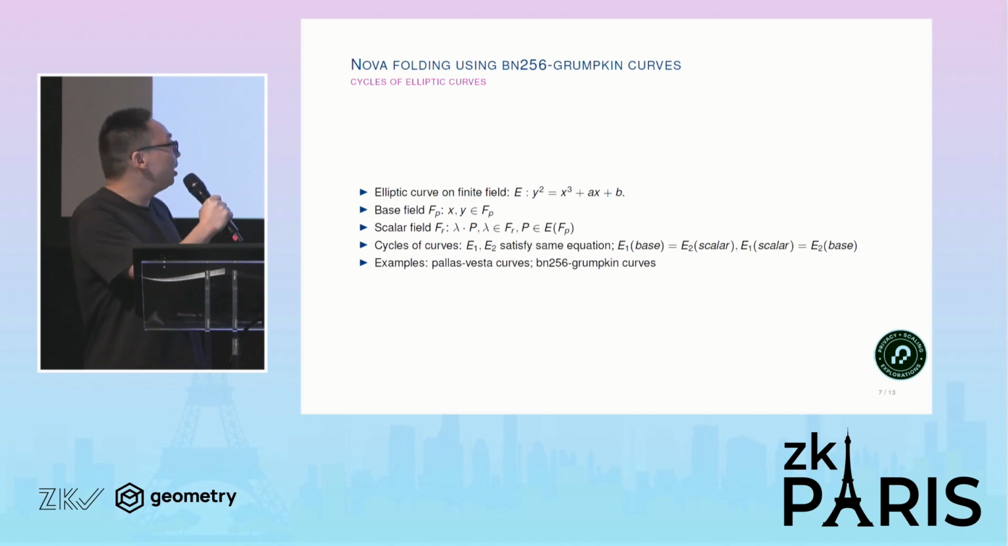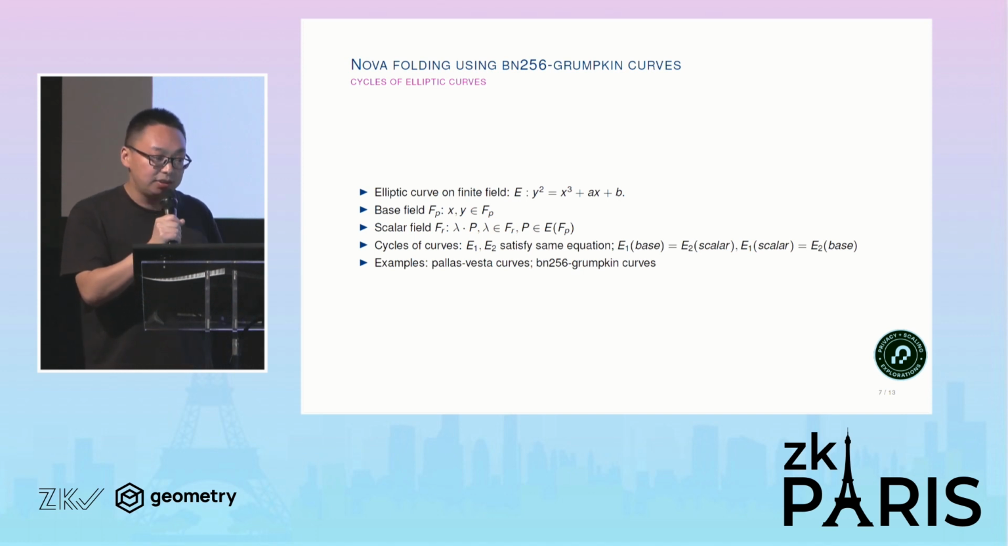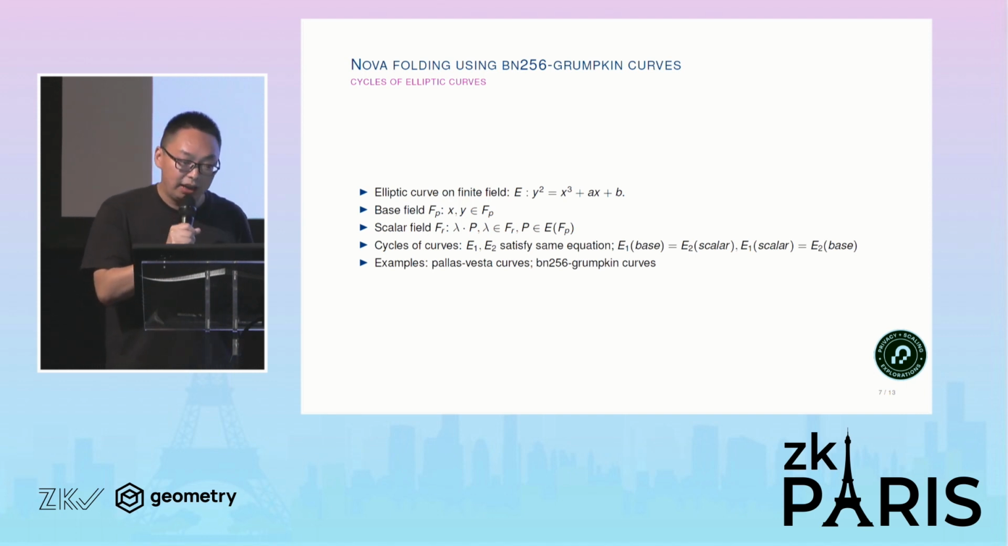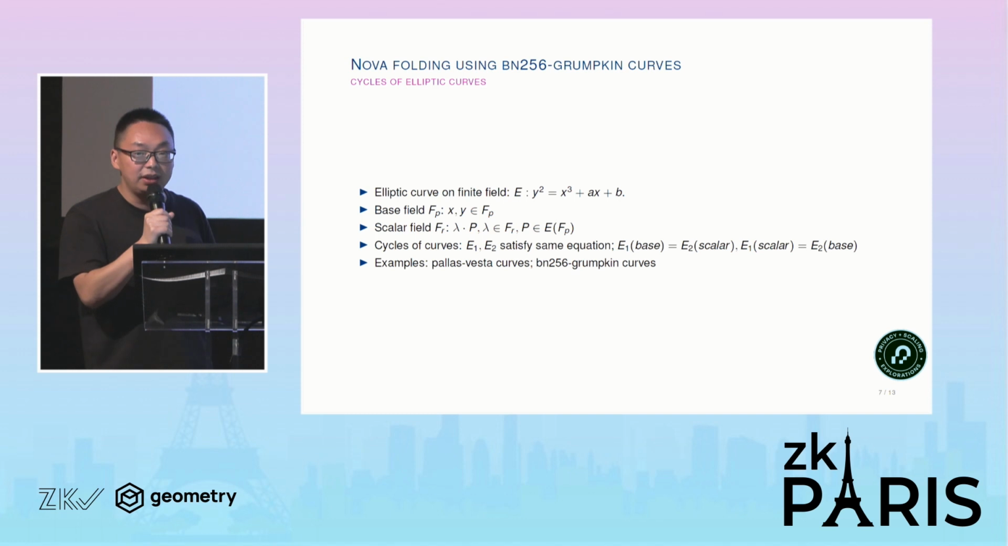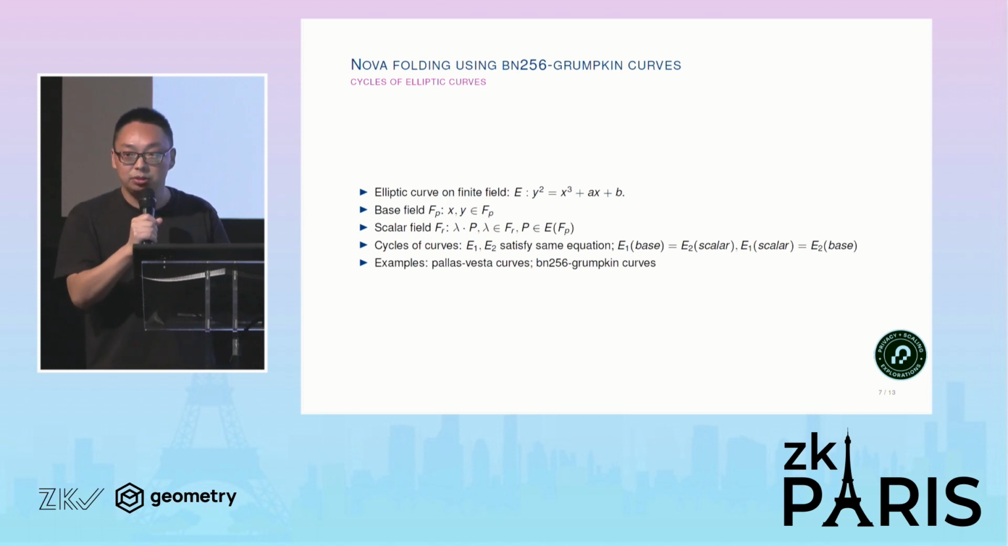Whenever we have the scalar multiplication, lambda times the point on the curve, the lambda is naturally located in the scalar field. And for a pairing-friendly curve, we cannot find such a field where Fp equals Fr. So the best we can find is cycles of curves. Basically, we can find two curves, E1 and E2, that satisfy the same equation, so A and B are exactly the same for E1 and E2. However, the base field of one is the scalar field of the other.